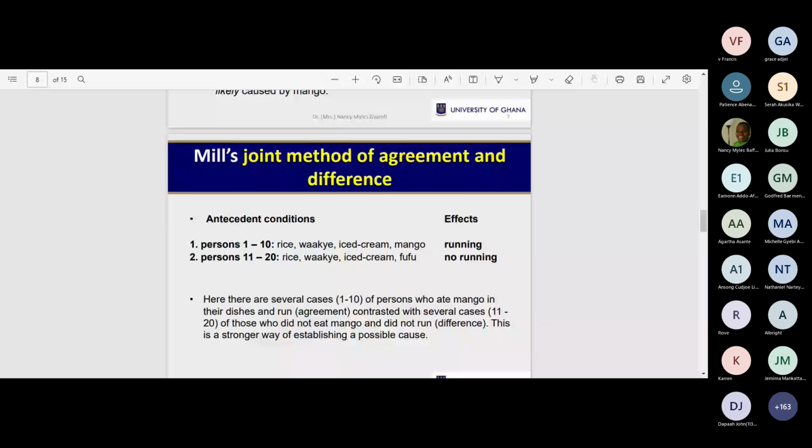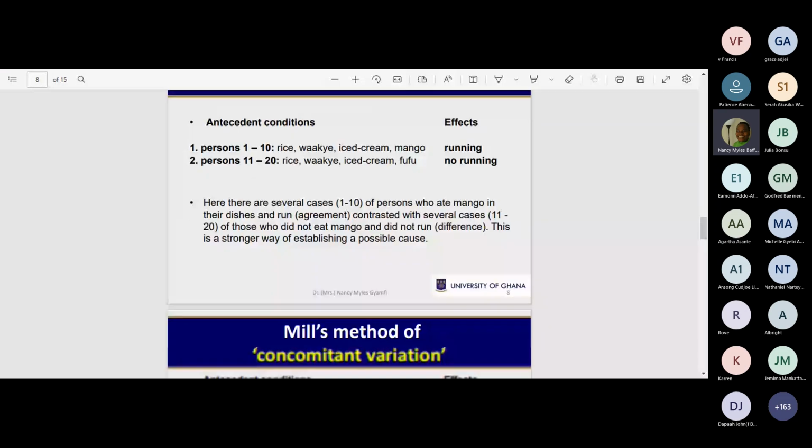Do you see that? Then when you compare that group and persons 11 to 20, wherever there is no mango, there is the absence of running too. So you now take the two and compare. That's the difference. Within the set, it's the method of agreement. When you compare the two sets, you see the difference clearly. And it is a stronger method than if you use just agreement or just the difference. Then finally, where we have a suspected cause, we want to establish a causal connection.